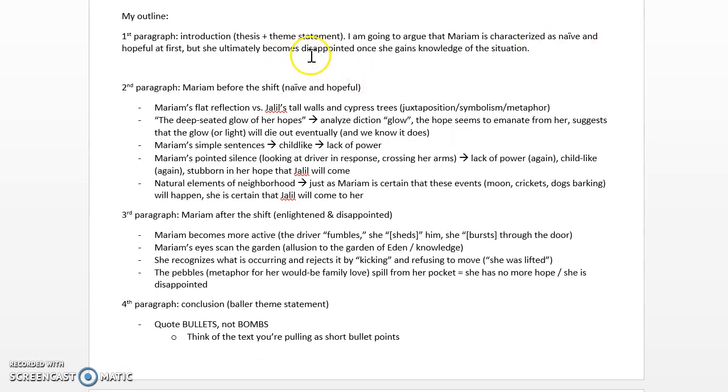Okay, so my outline is going to look like this. I know going in that I am going to have 4 complete paragraphs. The first paragraph is going to be my introduction. You know this format, right? I'm going to have an introduction that has a thesis and a theme statement.